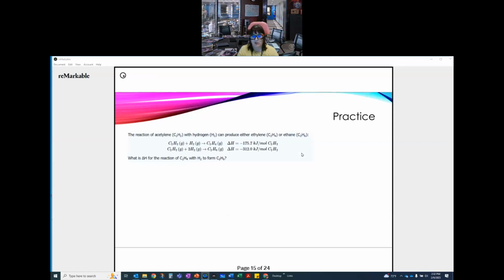Here, the reaction of acetylene C2H2 with hydrogen H2 can produce either ethylene C2H4 or ethane C2H6. What is the delta H for the reaction of C2H4 with H2 to make C2H6? Well, I only have this reaction here where we make C2H4 directly, and then this reaction here where I make C2H6, and I want to know what energy it takes to get between the two of those. Well, that's really interesting now, isn't it?